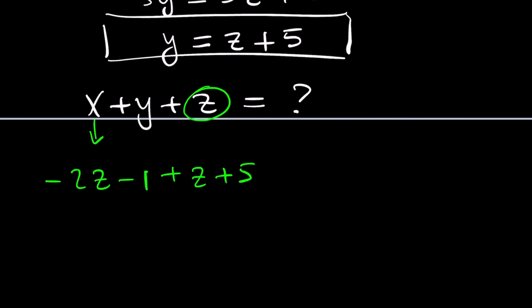And replace z with what? Replace z with z, because z is z, right? Obviously. Now everything is in terms of z, and guess what happens? z plus z is 2z. Again, 2z or not 2z, that is the problem. And we end up with a constant. Isn't that beautiful? So the answer would be 4 in this case.